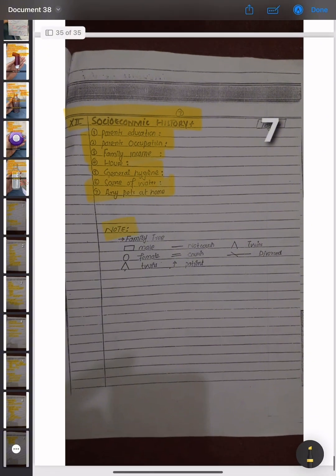This is the family tree. We will draw this, that how many males there are, then how many females are there, and how many twins are there. And here we will write that they are cousins or not. And this is the sign for the twins, and this is the sign for divorce. So we will draw the family tree for the patient.